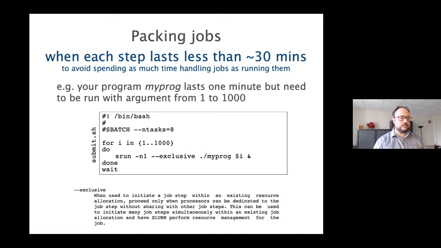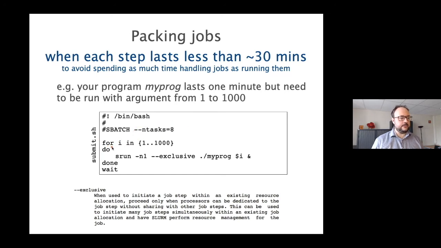Assume that you have a program that needs to run for 1 minute, let's say, but you have to run it with arguments from 1 to 100. What you do to pack them all in the same job is to use the -n1 --exclusive option of srun. This is a simple for loop in bash. And here I request 8 CPUs, 8 tasks actually.